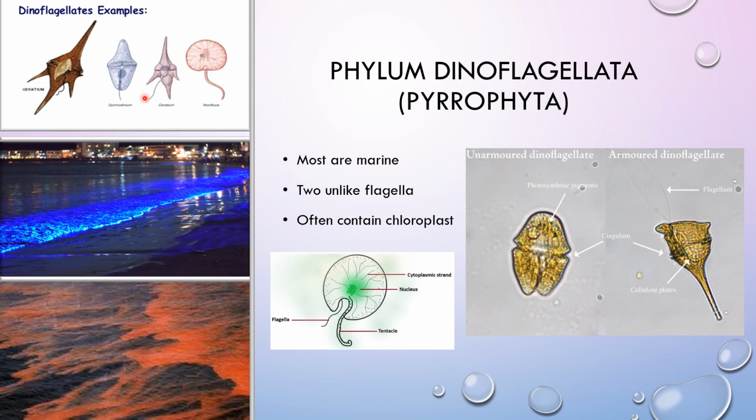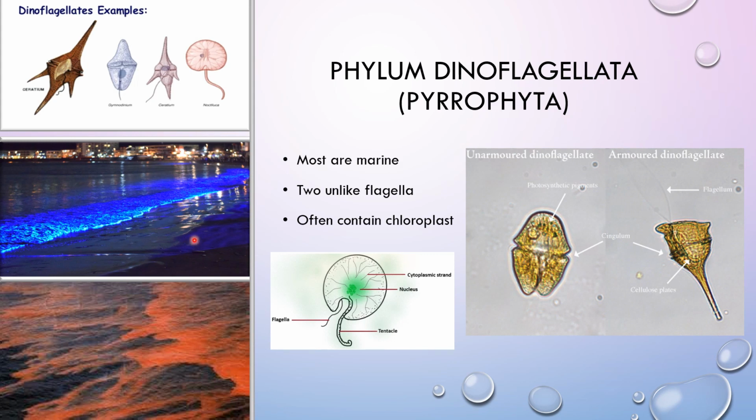And why did the name Dinoflagellata come? Because it has two flagella, and they are actually not equal in size. They have flagella of different sizes, and the majority of them contain chloroplasts, meaning they are very important as primary producers. And one of the dinoflagellates most common to the majority of you, you must have seen this red tide phenomenon in the sea, and this represents a dinoflagellate bloom.